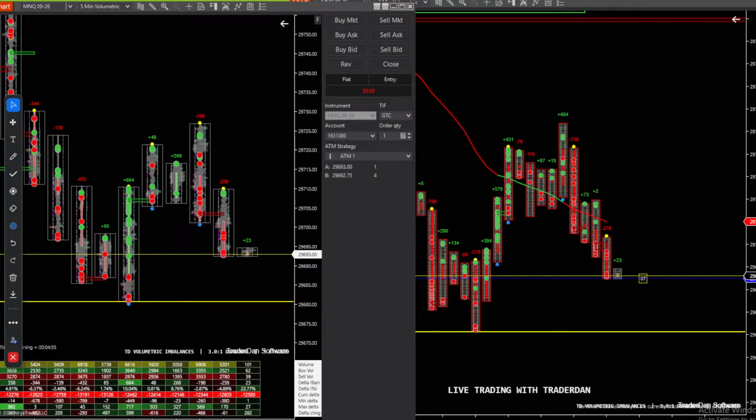Looks like we're just gonna keep pushing down. Huge gap down tonight.